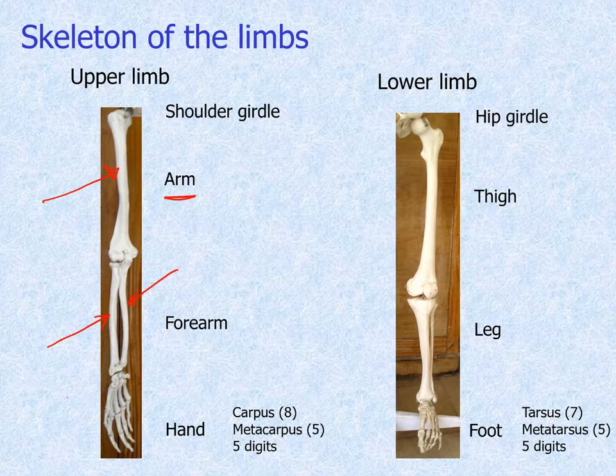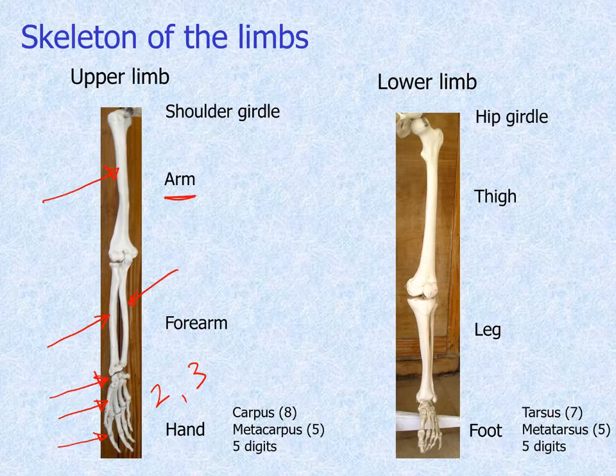Then, in the hand, proximally, there are 8 carpal bones, 4 of them in a proximal row and another 4 in the distal row. Then distal to the carpal bones, there are metacarpal bones, and further distally, there are phalanges. In the thumb, there are 2 phalanges, and in other fingers, there are 3 phalanges each.